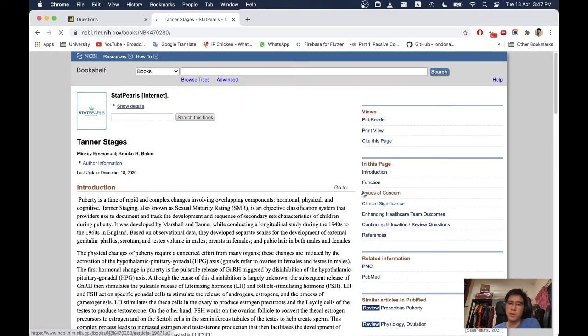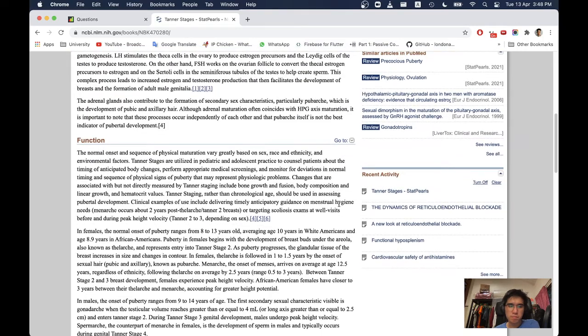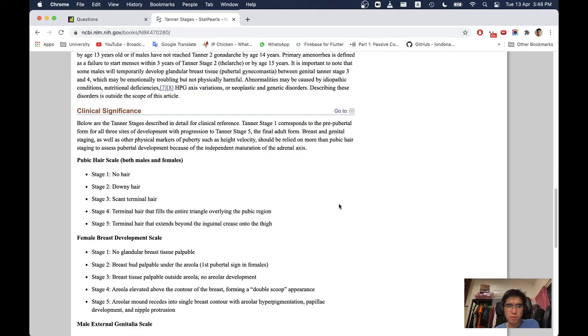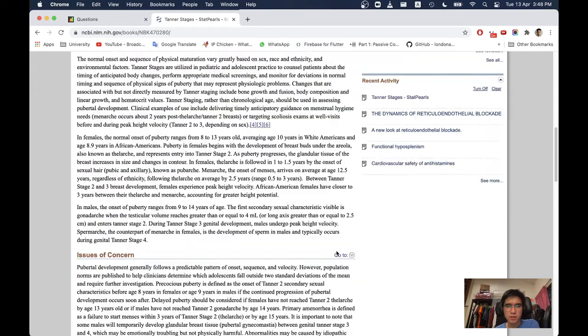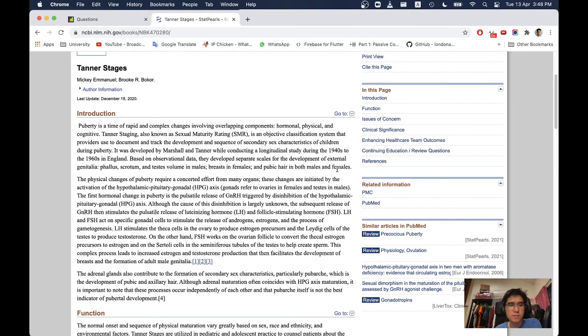StatPearls, Tanner stages. And it's not a very long article. We can go through the whole thing. So Tanner stages. Introduction. Puberty is a time of rapid and complex changes involving overlapping components: hormonal, physical, and cognitive. Tanner staging, also known as sexual maturity rating (SMR), is an objective classification system that providers use to document and track the development and sequence of secondary sex characteristics of children during puberty.